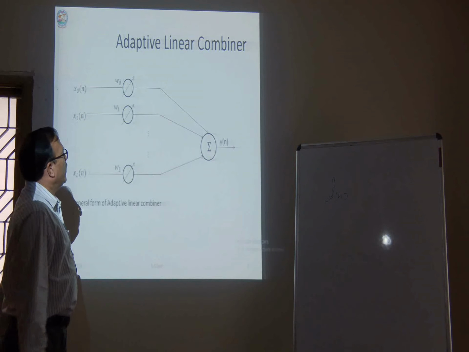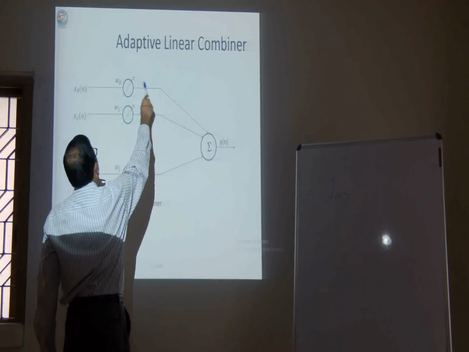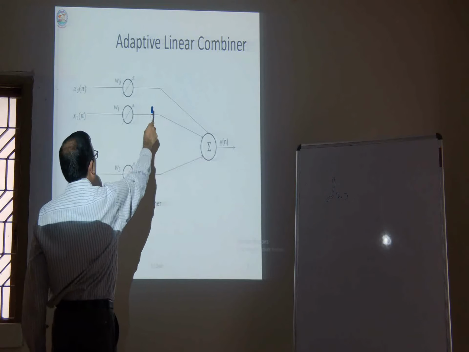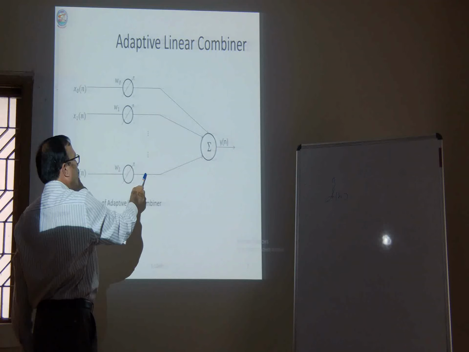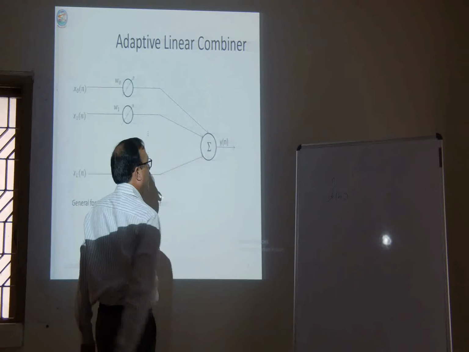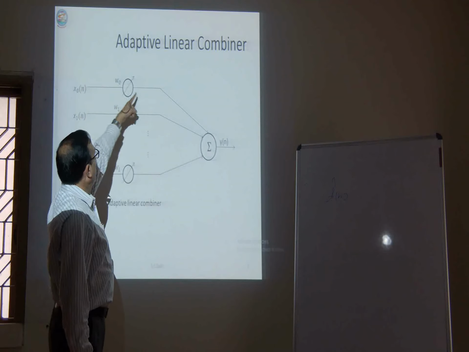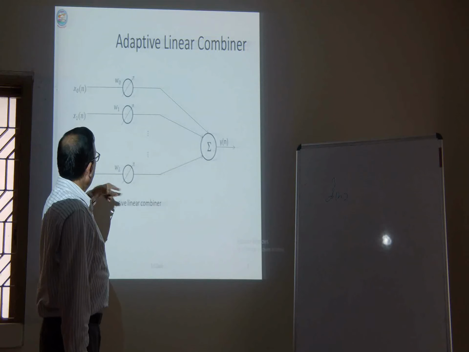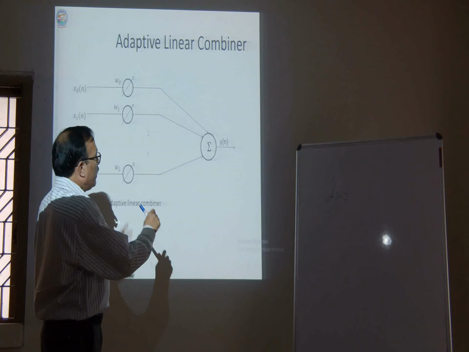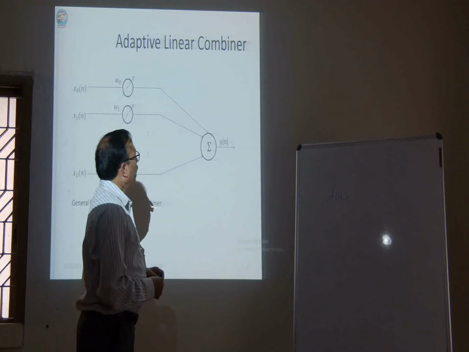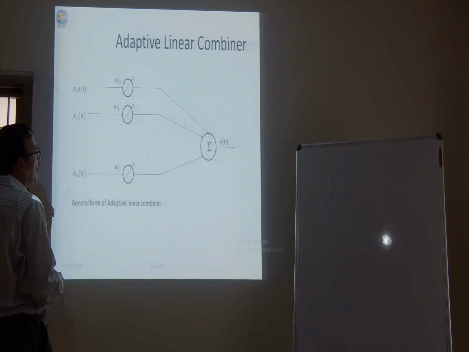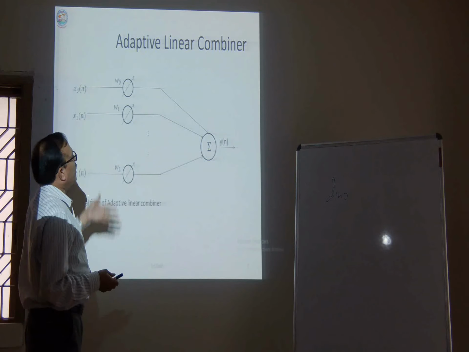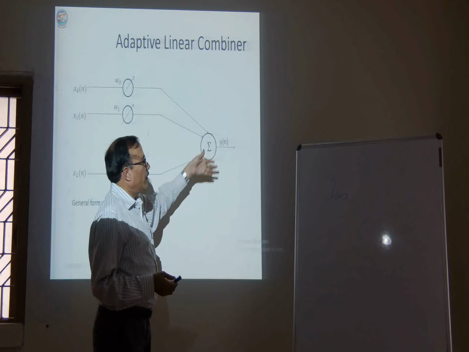So why is it linear? Here we get x0n into w0, here we get x1n into w1, here we get xln into wl. So it is an adder, and yn is nothing but x0n into w0 plus x1n into w1 plus xln into wl. So that means the output of the adaptive linear combiner is linearly related with the set of inputs. So that's why it is linear, and combiner because it combines the inputs.